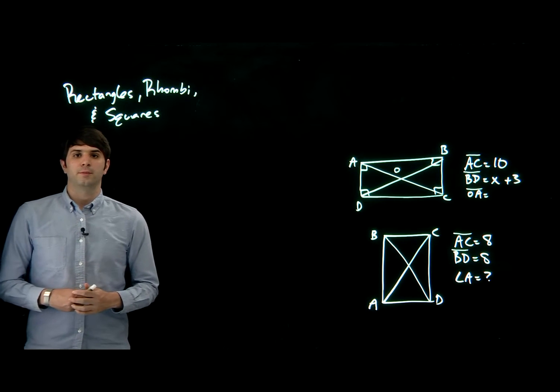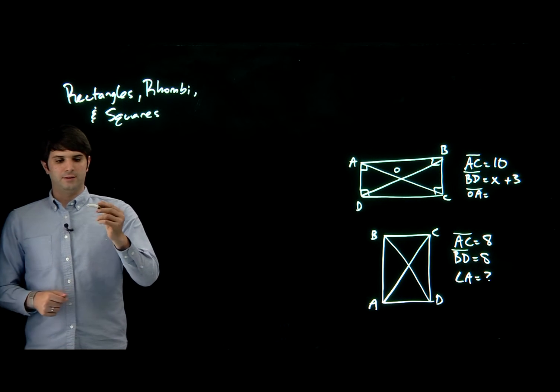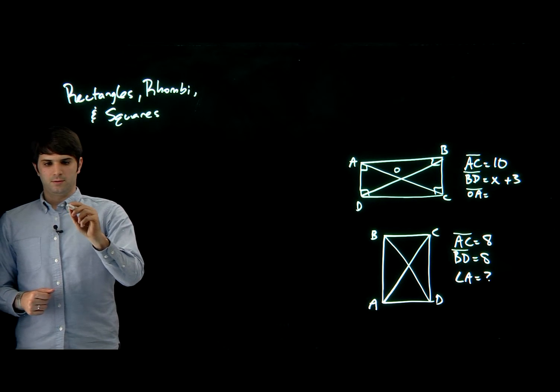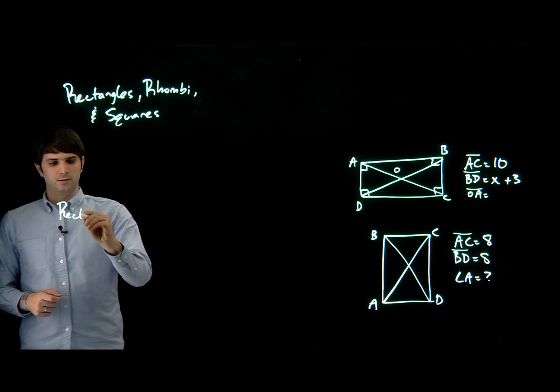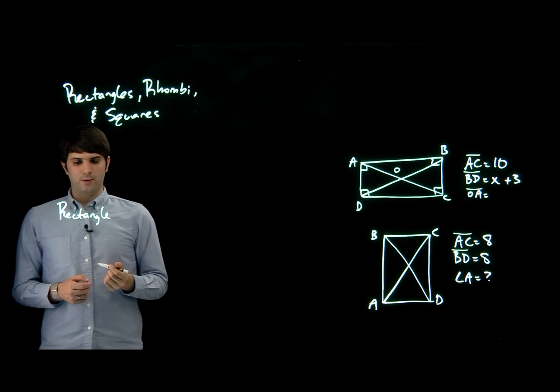Okay guys, in this chapter we're going to be looking at rectangles, rhombi, and squares. And so I just want to start out with the rectangles. Many of us know, or maybe have some idea about, what a rectangle is. It's something we've known for a very long time probably.